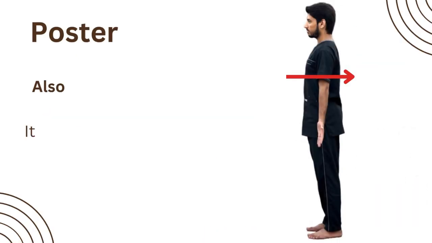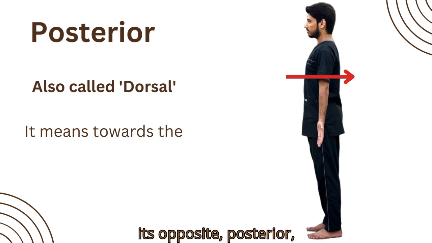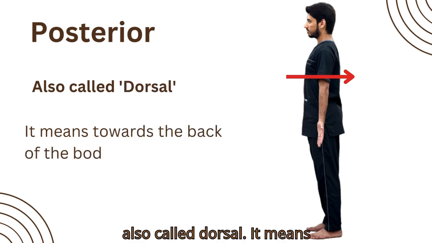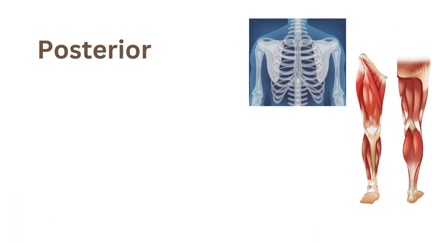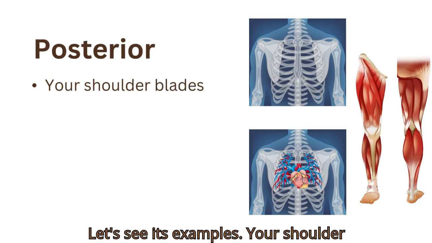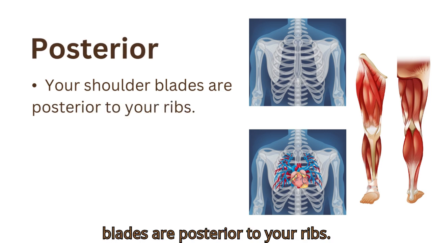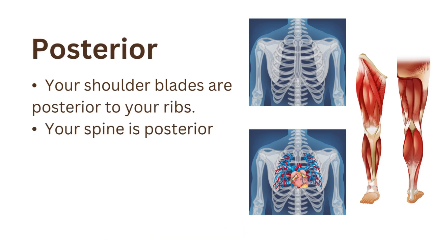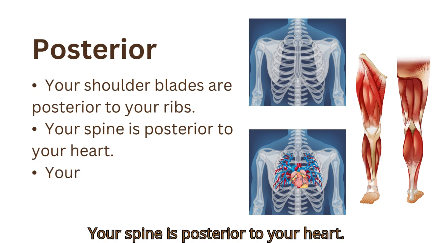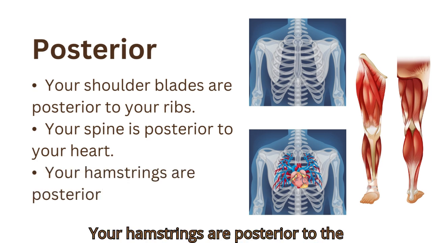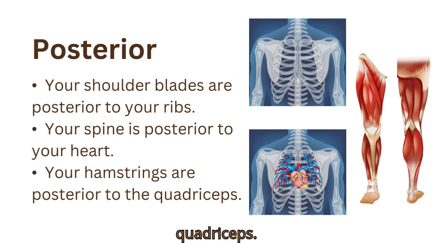Next is its opposite. Posterior, also called dorsal. It means towards the back of the body. Let's see its examples. Your shoulder blades are posterior to your ribs. Your spine is posterior to your heart. Your hamstrings are posterior to the quadriceps.